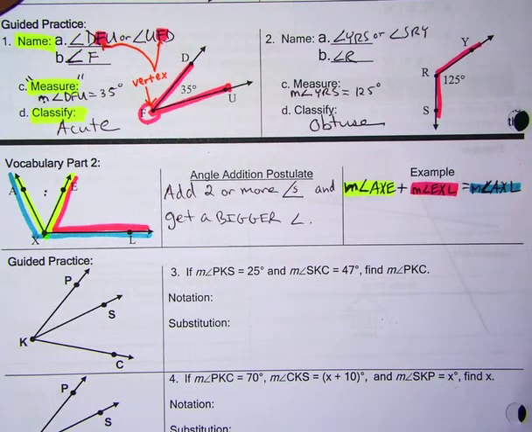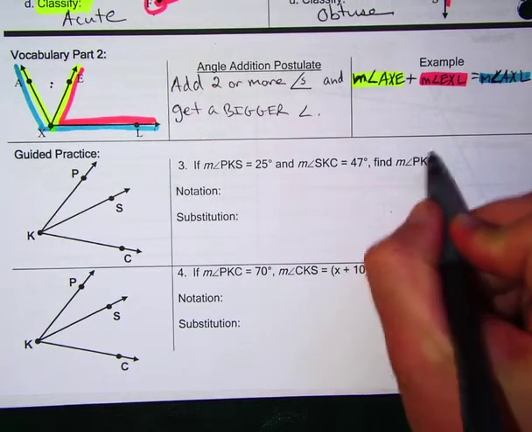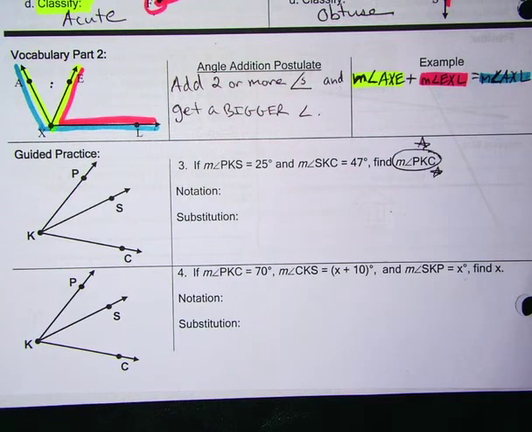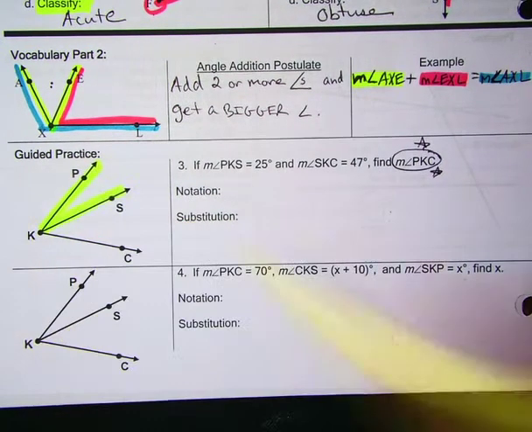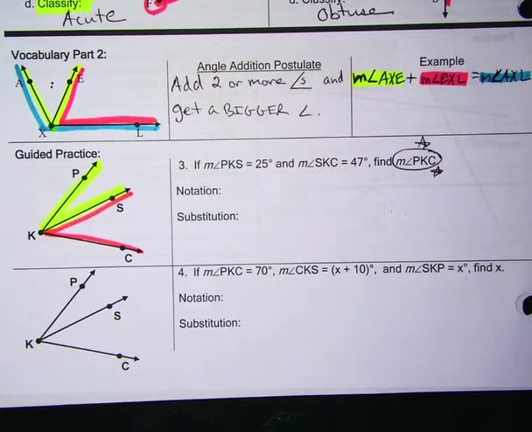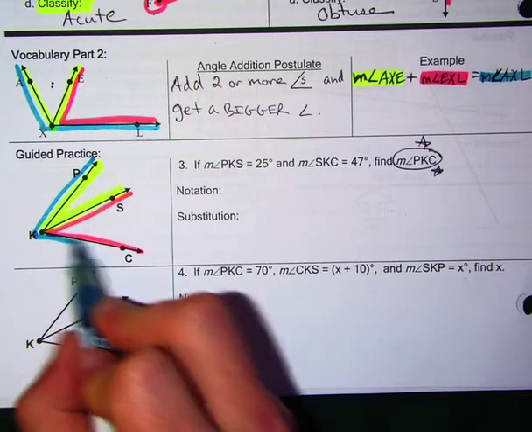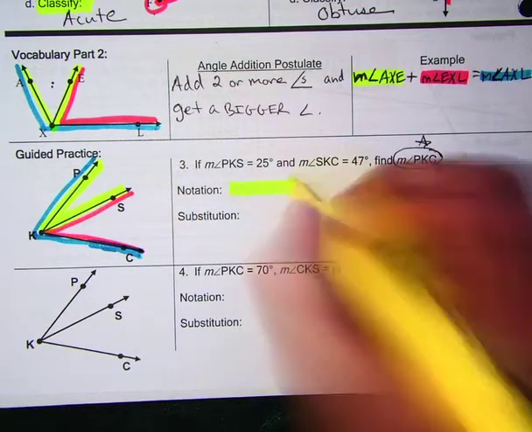So let's actually apply this now and try and solve some problems. If you look at this one here, what you'll find is the measure of angle PKC. You're not done until that's done. So here I go. I know that this angle here in yellow plus this angle here in pink is equal to the whole blue angle, the angle addition postulate. So I'm going to go ahead and just set it up as I did before and watch my notation.